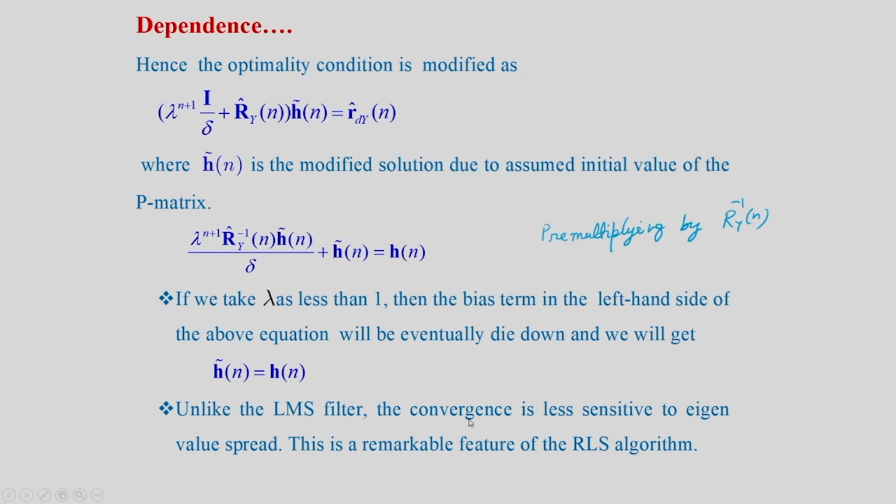Unlike the LMS filter, the convergence is less sensitive to eigenvalue spread. This can be shown, but we take this as a result. This is a remarkable feature of the RLS algorithm.